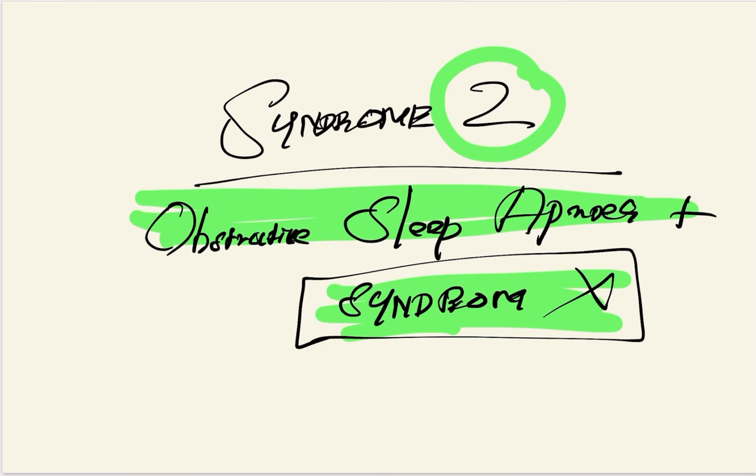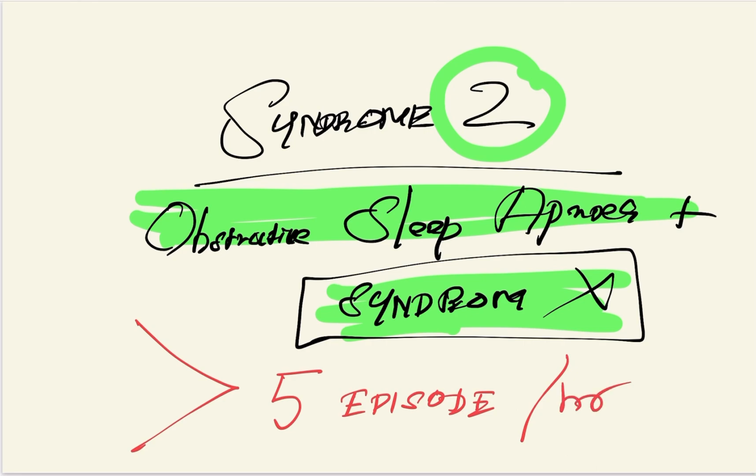To satisfy that, the patient has to have more than 5 episodes of apnea per hour. If the person is suffering more than 5 episodes of apnea, and the patient also has at least 3 criteria of the syndrome X category, then if these two combine, we diagnose it as syndrome Z.